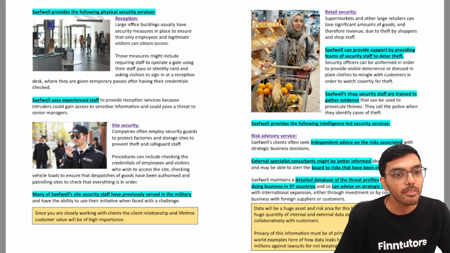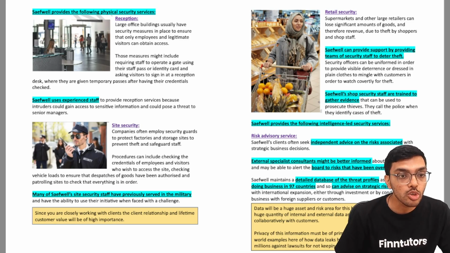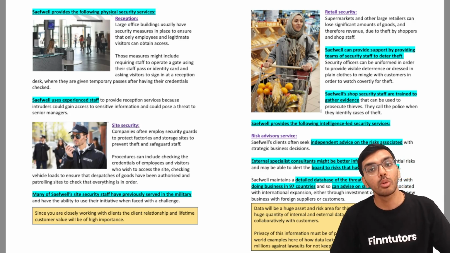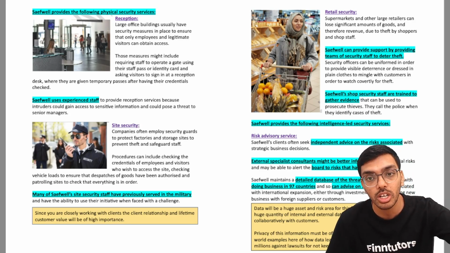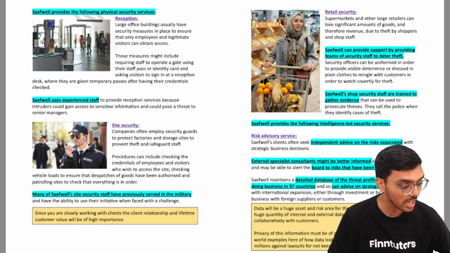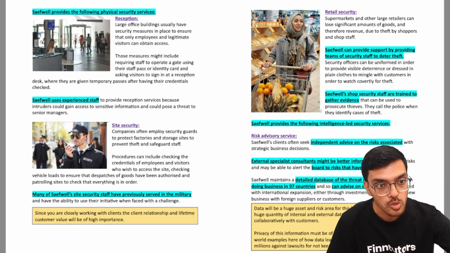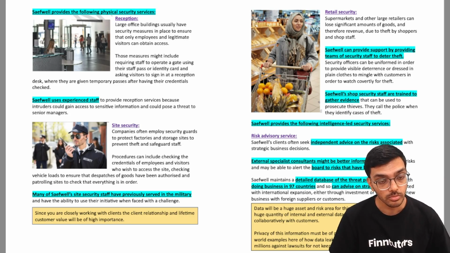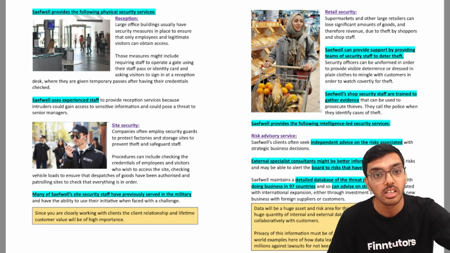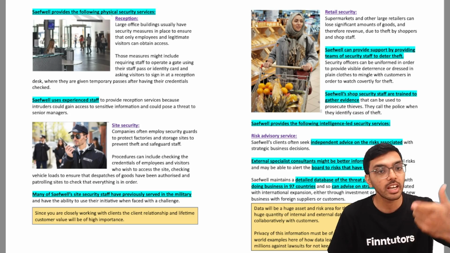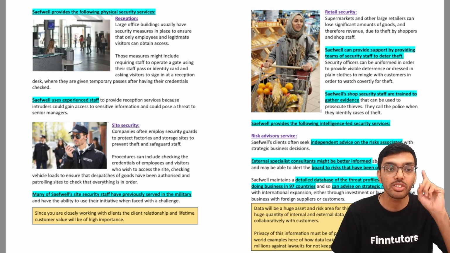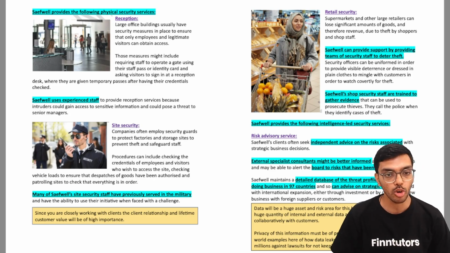Saefwell uses experienced staff to provide reception services because intruders could gain access to sensitive information, which can be a big issue for your company because you are the security staff. Plus, it can be an issue for a client where if a loss has occurred, there is very much a possibility of a lawsuit against your company as well. So it is important to make sure that the controls mentioned on your screen, like checking the identity card and opening the gate, are actually working. So that's reception service.